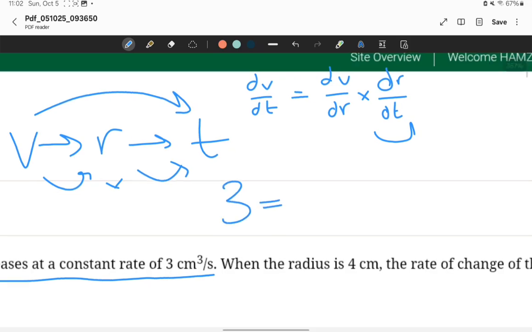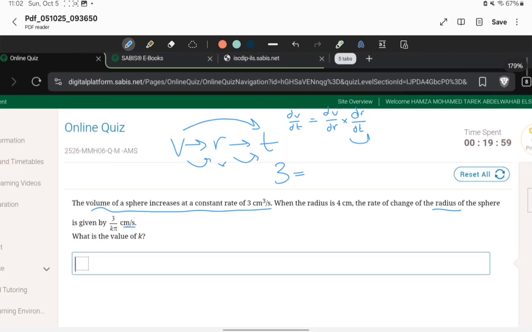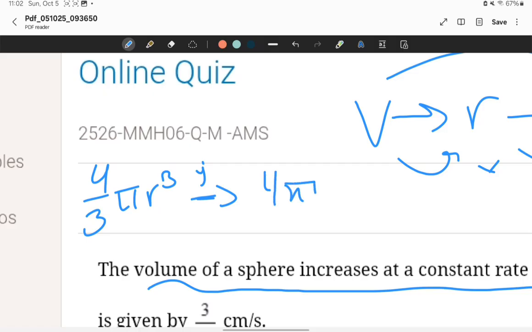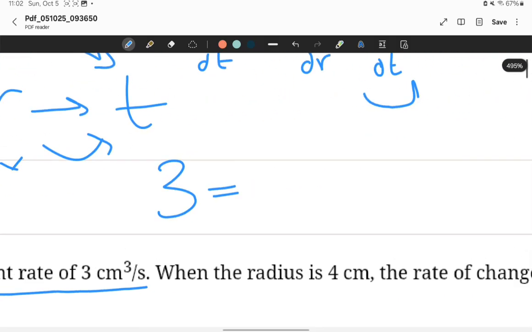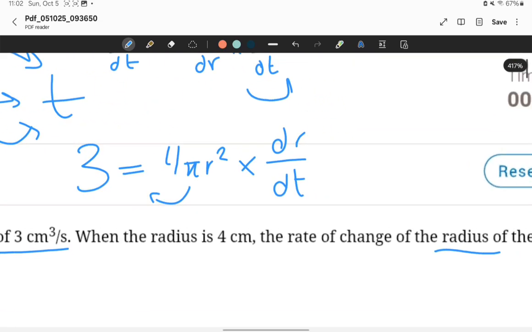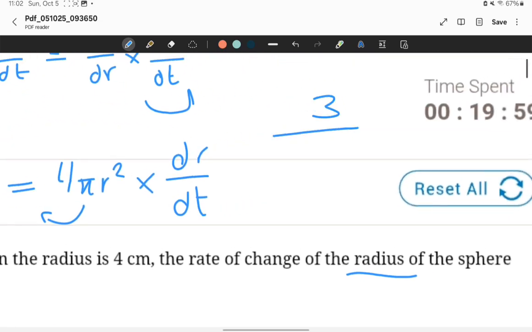So 3 is equal to, now dV/dr is just going to be the derivative of the volume formula. The volume formula is 4/3 pi r cubed. The derivative of this would be 4 pi r squared. So we substitute 4 pi r squared, multiplied by our dr/dt. We take this to the other side: 3 over 4 pi r squared is equal to dr/dt.